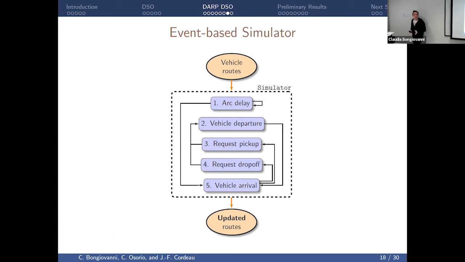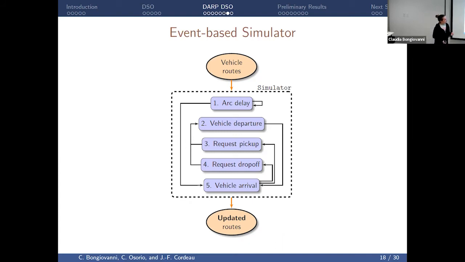For now, I have implemented a very simple event-based simulator. Here, as you see, we give as an input to the simulator the vehicle routes and schedules, of course. And we have essentially 5 possible events. Let's start with event 2. At the beginning, of course, we have vehicle departures. Vehicles should depart, and as they depart from a node, they arrive at a node, which is event 5. Then as they arrive, they need to give either pickup or drop-off service, so event 3 or 4.